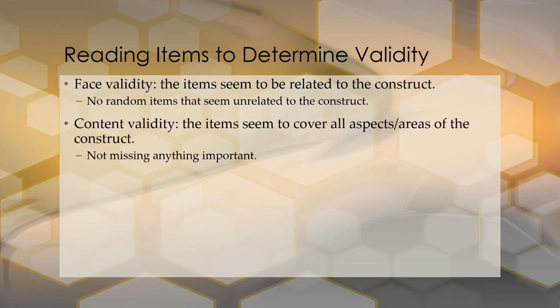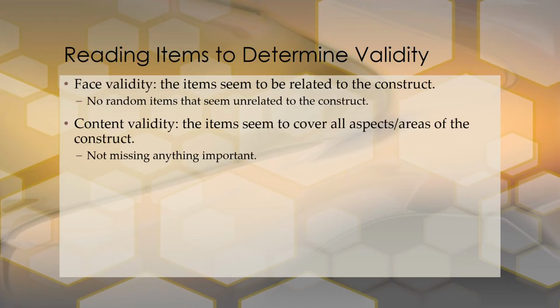Face validity is the first one, and that just means the items seem to be related to the construct. So there's no random items that are unrelated to the construct. So maybe you're asking about self-esteem, and that's your construct, and you ask people if they like dogs. That would be something that's not face valid, because liking dogs isn't really asking about someone's self-esteem. So that would be an example of when an item is not face valid.